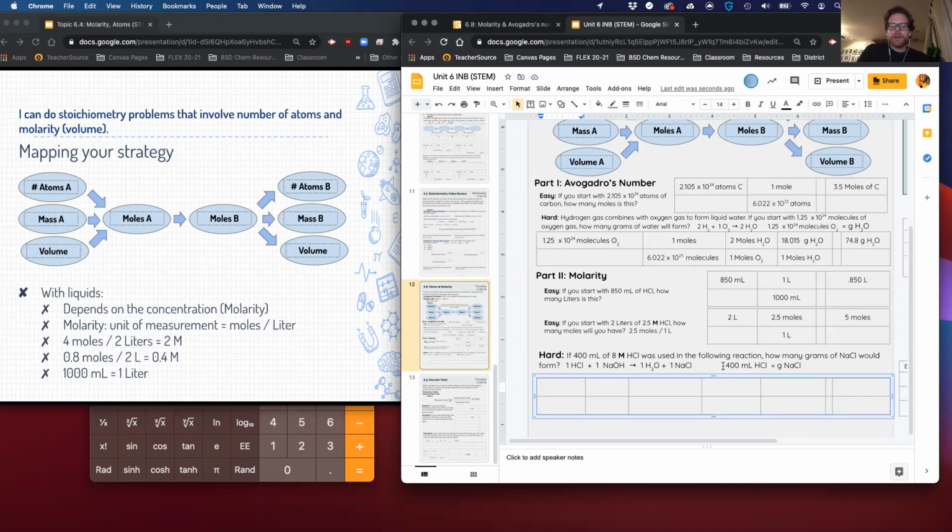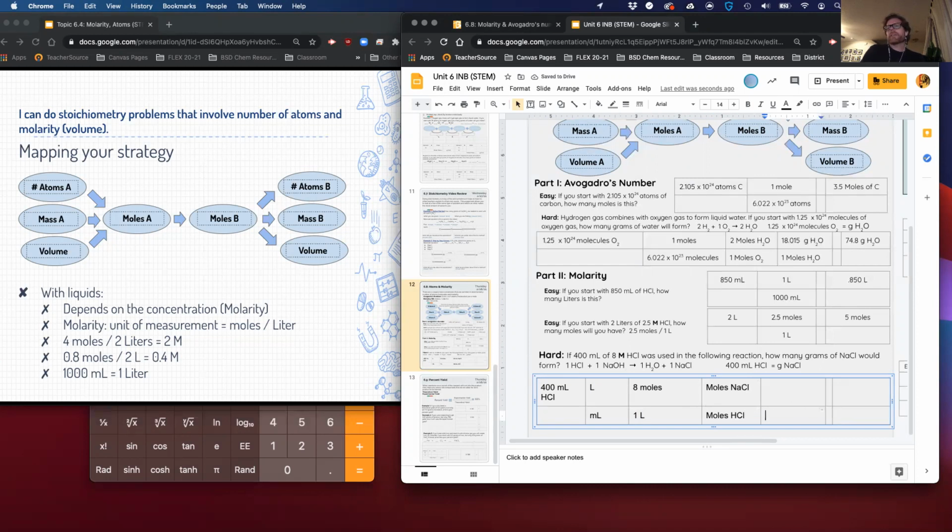Okay, so I have 400 milliliters of HCl. I'm going to first get that into liters, and then I know that it's 8 molar. So that's, again, 8 moles for every 1 liter, right? And how did I decide to do that? Because I need to have the liters cancel out. Now that I have it in moles, and I'm still talking about HCl, I need to go from moles of HCl to moles of NaCl. And then once I have that, I can go from moles of NaCl to grams of NaCl.